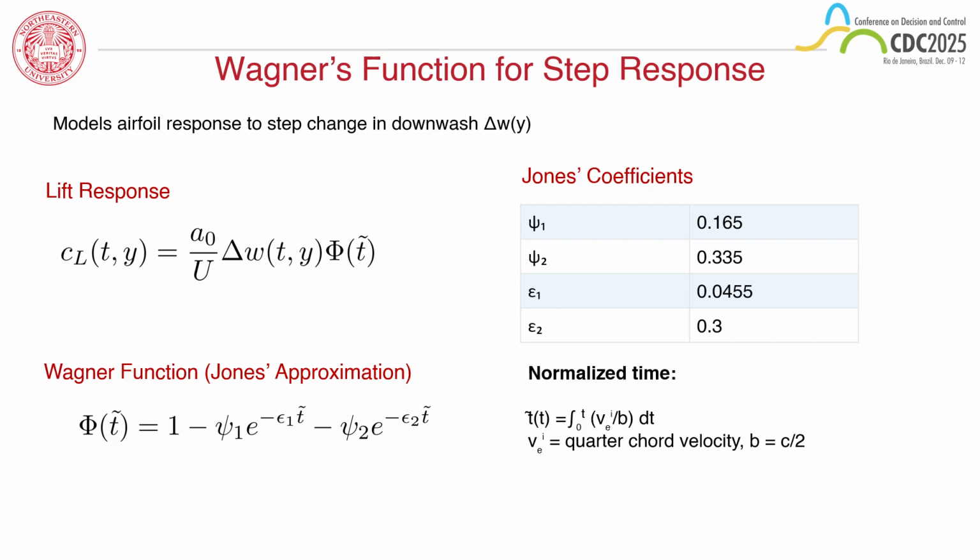The normalized time t tilde is defined as the integral of the quarter chord velocity divided by the half chord length. This non-dimensionalization allows the model to correctly capture how quickly the flow develops around the wing during transient maneuvers.